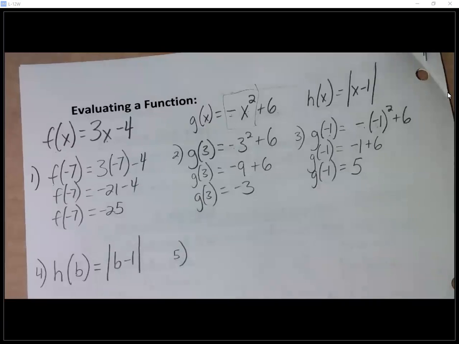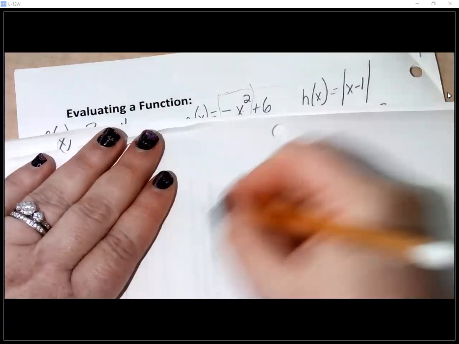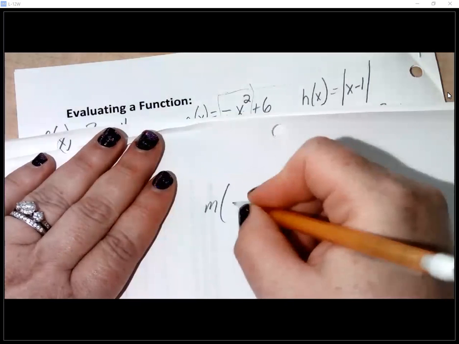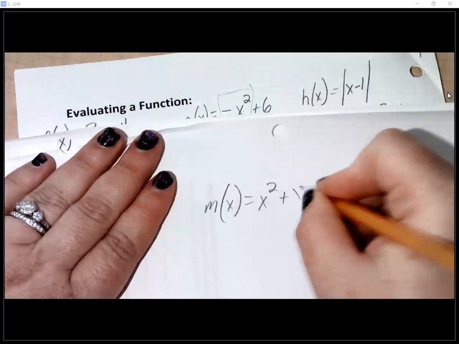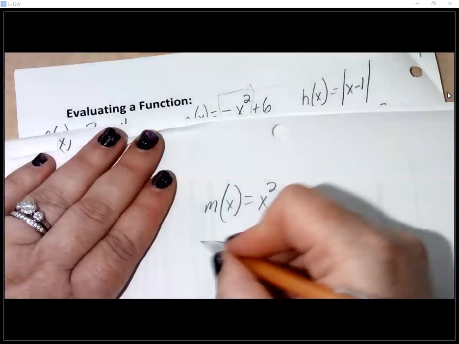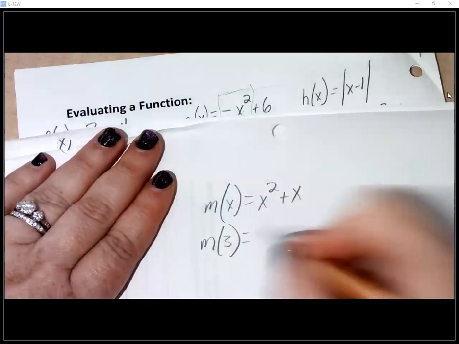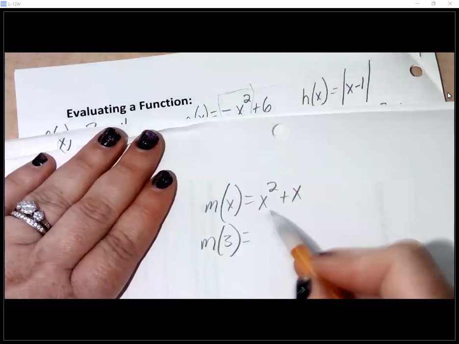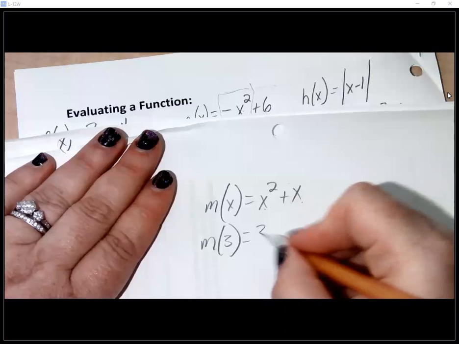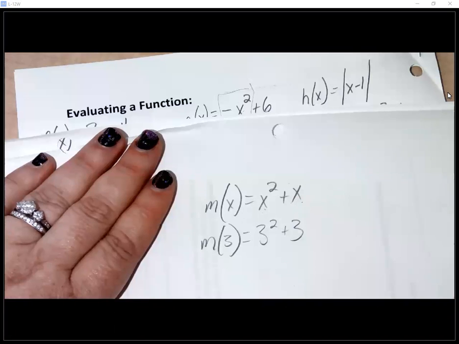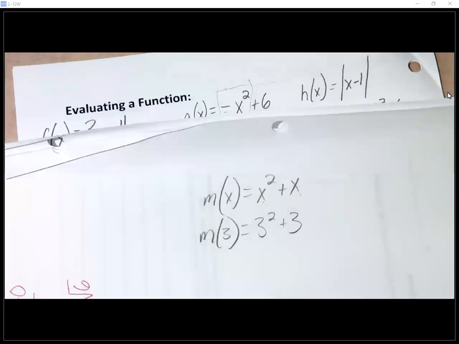You don't have to write this one down, but just imagine I had another function, let's say m. M of x was x squared plus x, and I wanted you to find m of 3. Anytime you see the variable, they both get replaced with 3. So this would be 3 squared plus 3. If your original function has multiple variables, it doesn't matter. They all get replaced with whatever is inside the parentheses.